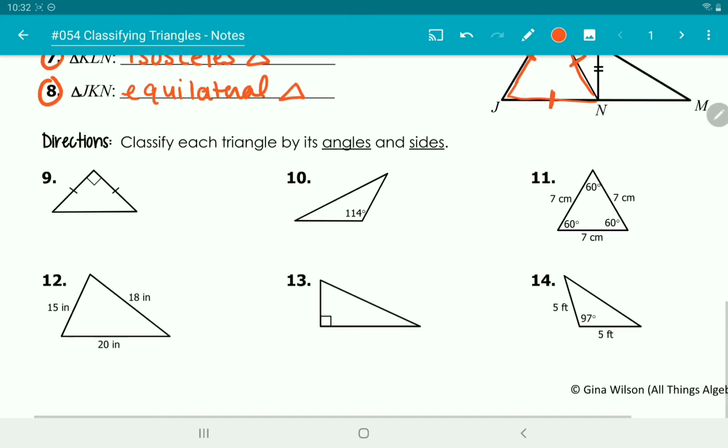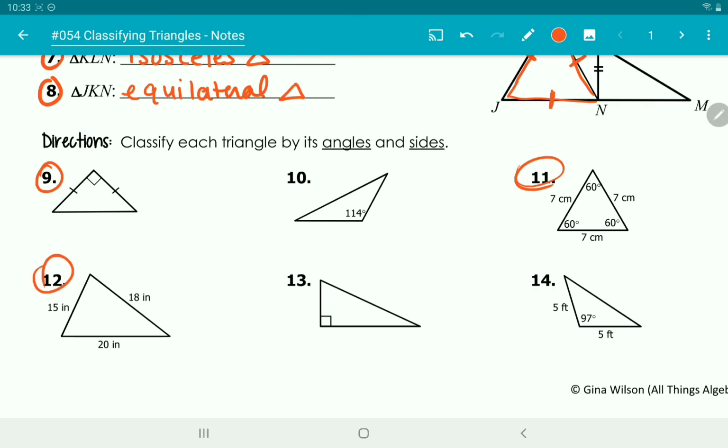Now I'm going to show you number 9, and let's go over number 11 on this one. 9, 11, and 12, and you're going to do 10, 13, and 14 on your own. So for 9, we're going to look at the angles first. It has a right angle, so it's a right triangle.